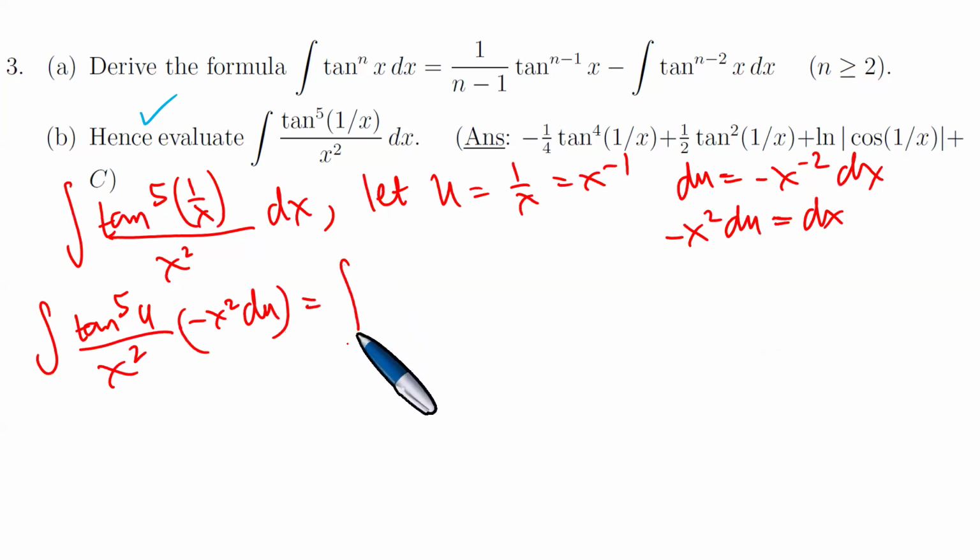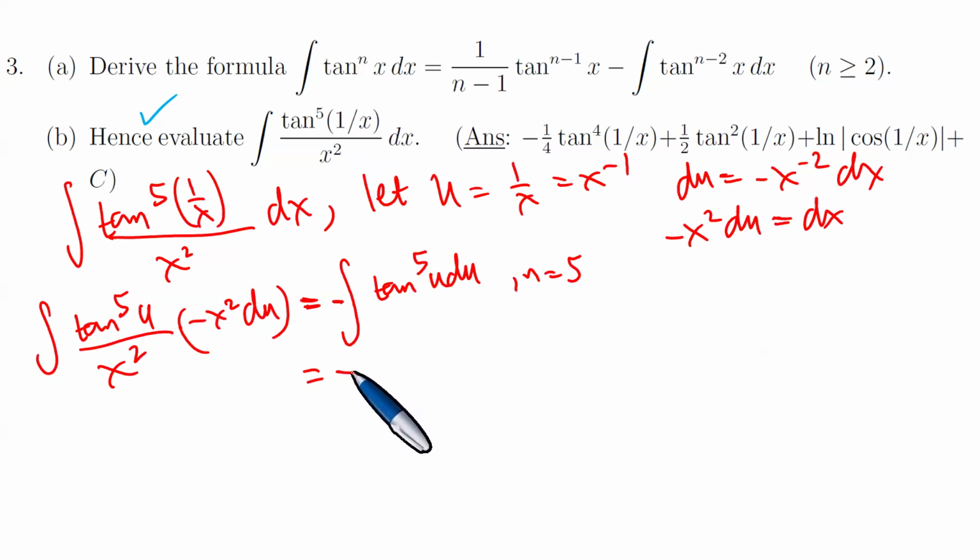All right, and therefore this is negative the tangent to the fifth power of u du. Now, this one is exactly like this. And then n is what? n is 5. Okay, so if n is 5, then it's minus.